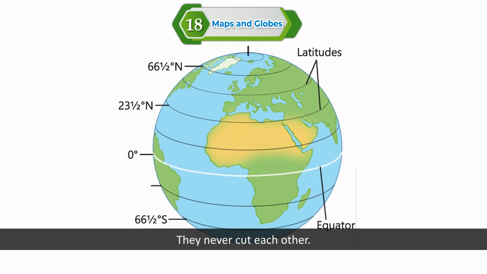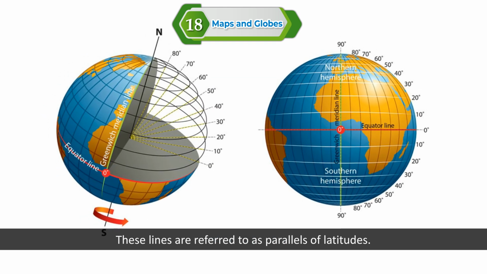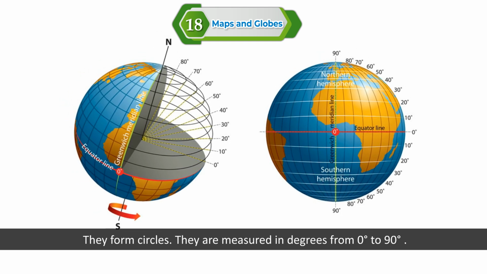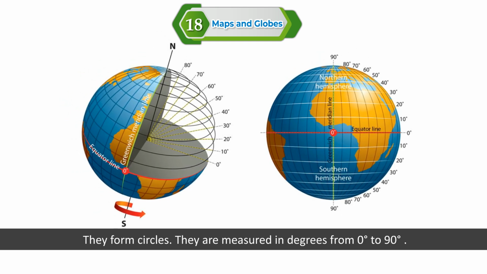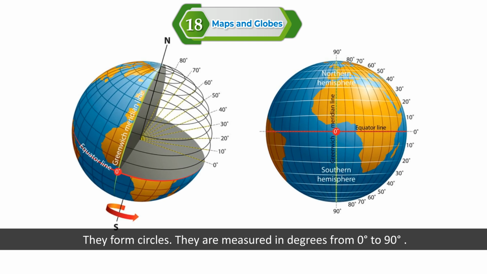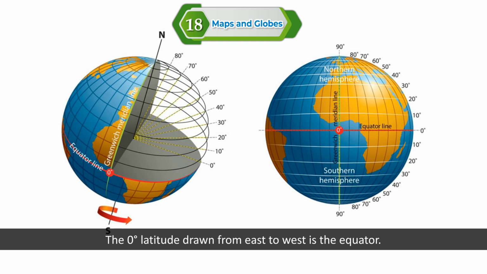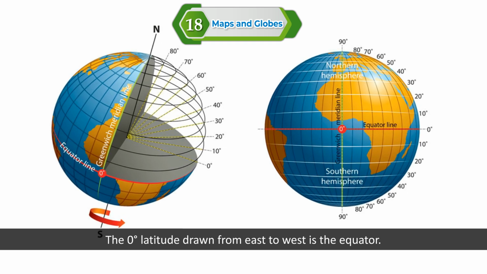They never cut each other. These lines are referred to as parallels of latitudes. They form circles. They are measured in degrees from 0 degree to 90 degree. The 0 degree latitude drawn from east to west is the equator.